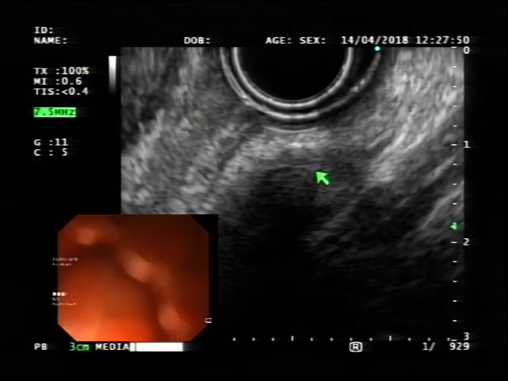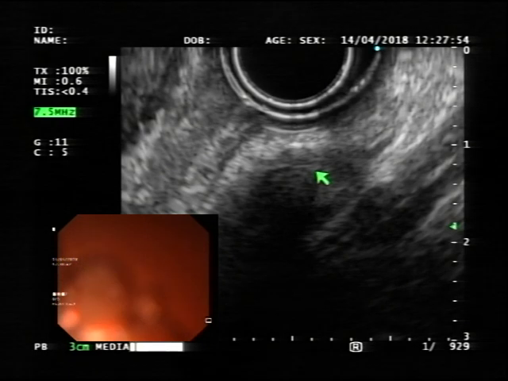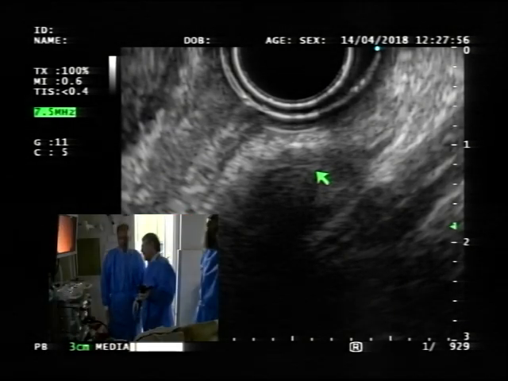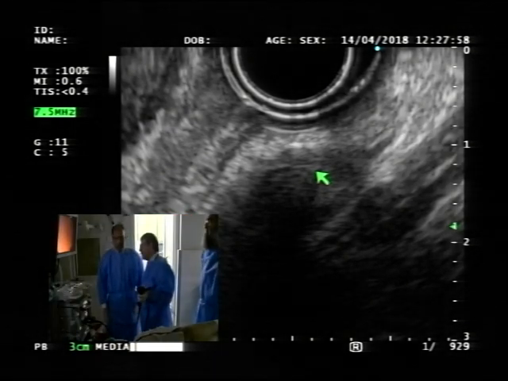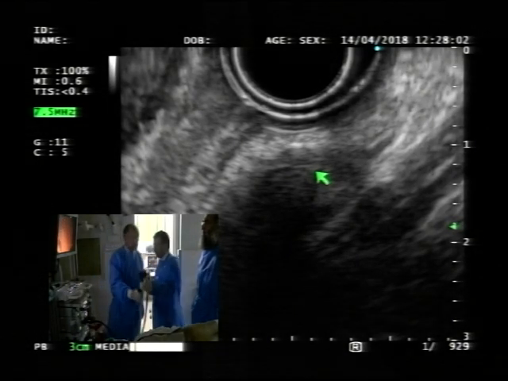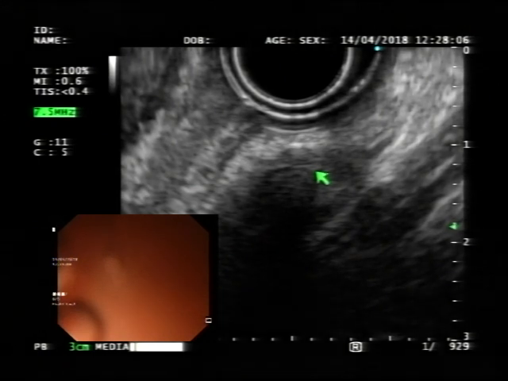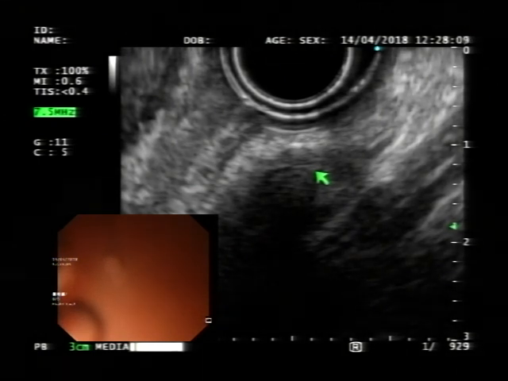Any questions? FNA won't be helpful. That needle won't go through that calcified shell. And it will be very mobile, so it will be difficult. And it doesn't look bad anyway. Yeah. Okay, thank you very much.